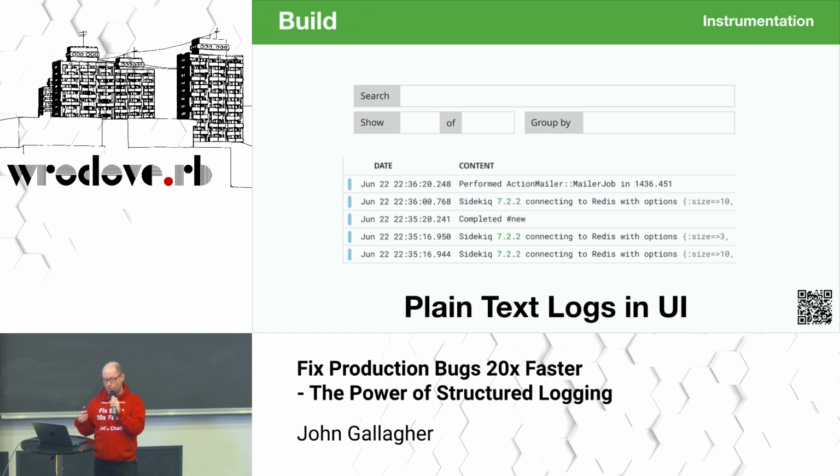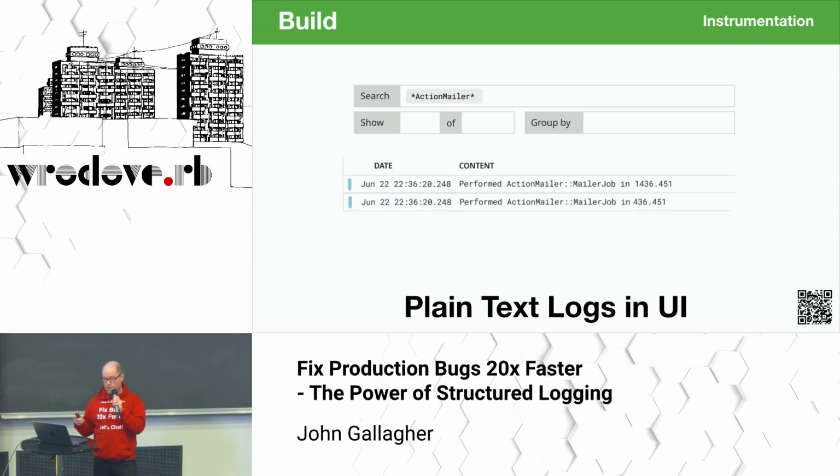So how do we find all the action mailer jobs? Well, we have to use a regular expression because it's just a plain string. Okay, so far so good. What about if I want to see anything that's over a second in duration? How are we going to do that with a regular expression? Oh, that's right, we can't. So this is not very useful. And I still see people running Rails apps with plain old logs without any structure to them. It blows my mind.